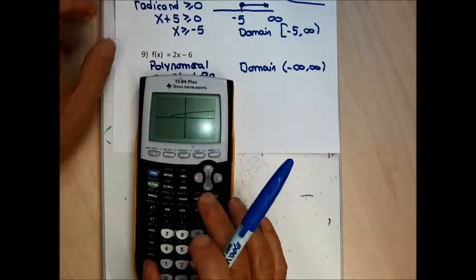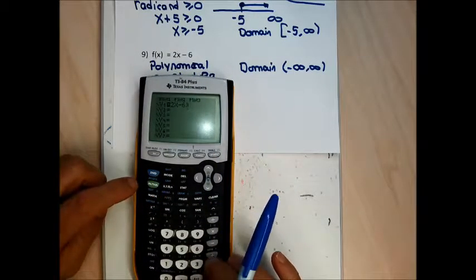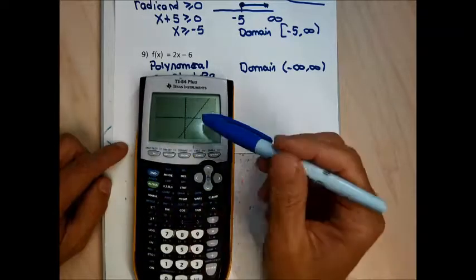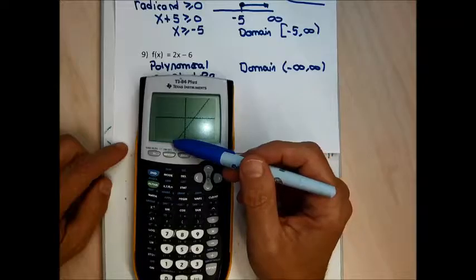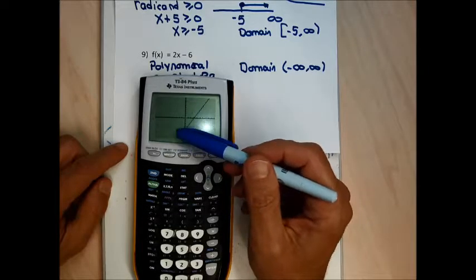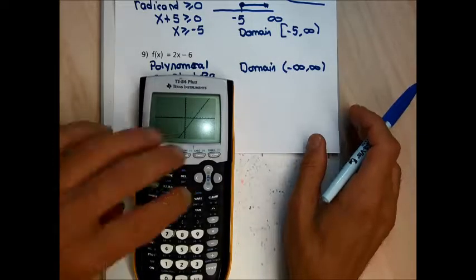The last equation, y equals 2x minus 6. If I graph it, it doesn't have the breaks that the fraction has, and it doesn't have a starting or stopping point. It goes on forever, off the screen, up forever and down forever. It exists everywhere without any breaks. That's why it has a domain of negative to positive infinity.